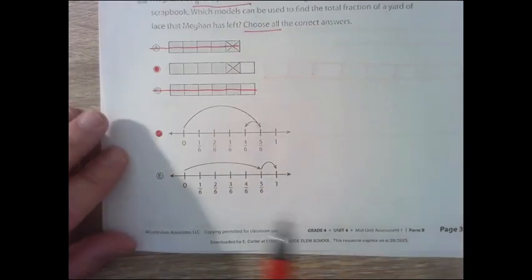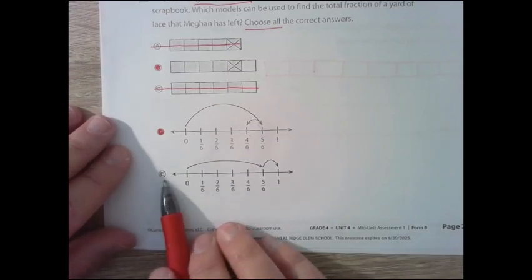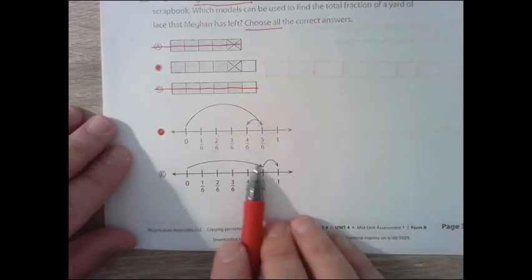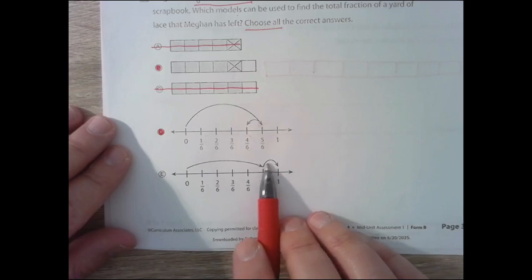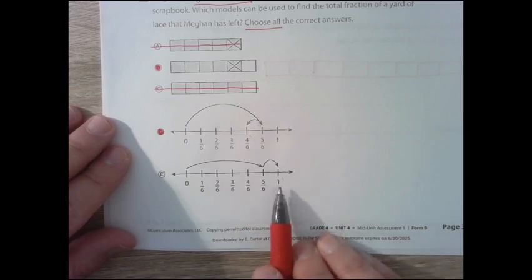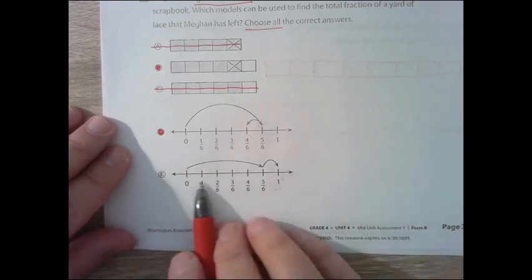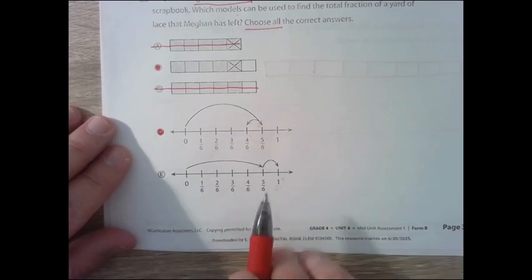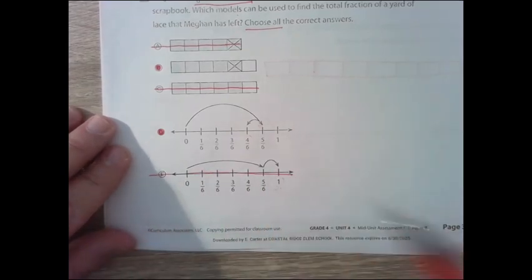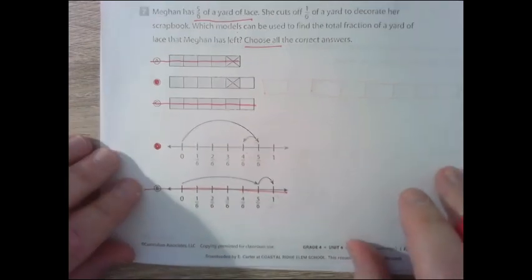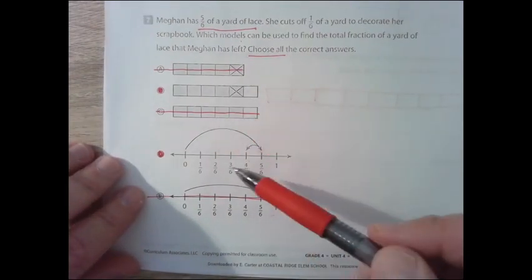And lastly, let's look at E. We're making a jump of 5/6, but then look, we're adding another 1/6 to get a whole, to get 6/6. So this is 5/6 plus 1/6. So this one, not an option. So the only two that should be circled are B and D. Okay, let's go to the back.